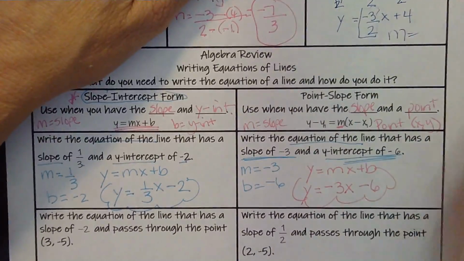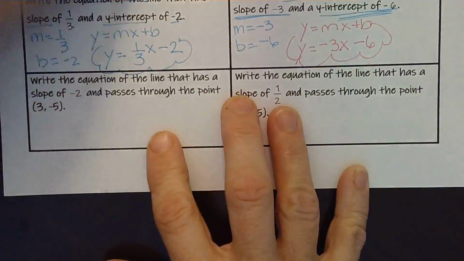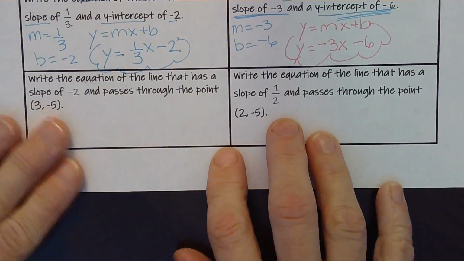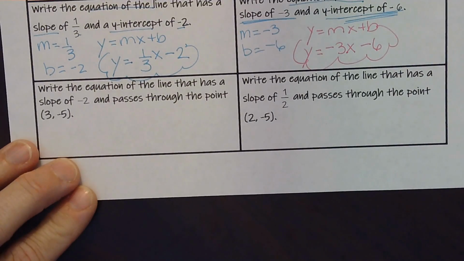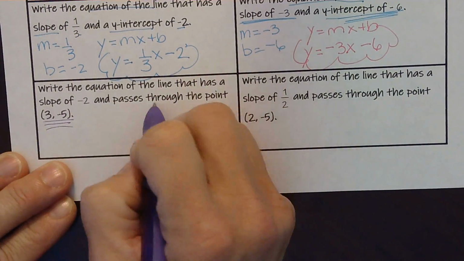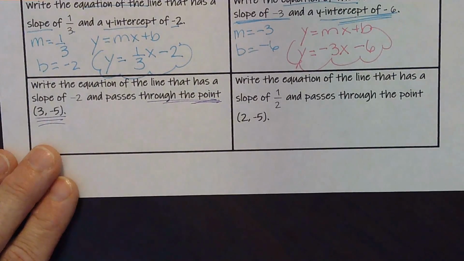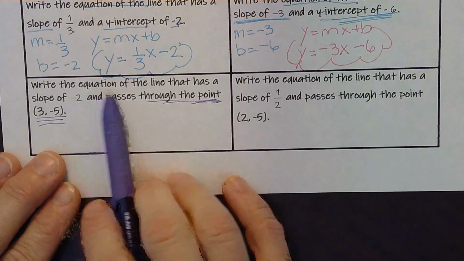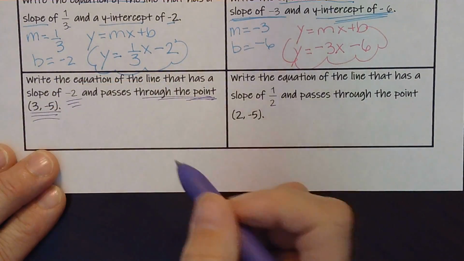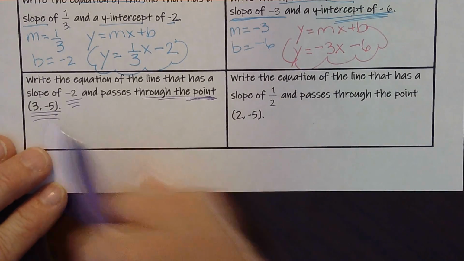Okay, so now I want us to take a look at how we write the equation of a line when we don't have the y-intercept. When we don't have the y-intercept and we have a point, then we're going to start this process a little differently. I want us to write the equation of a line that has a slope of -2 and the line passes through the point (3, -5).